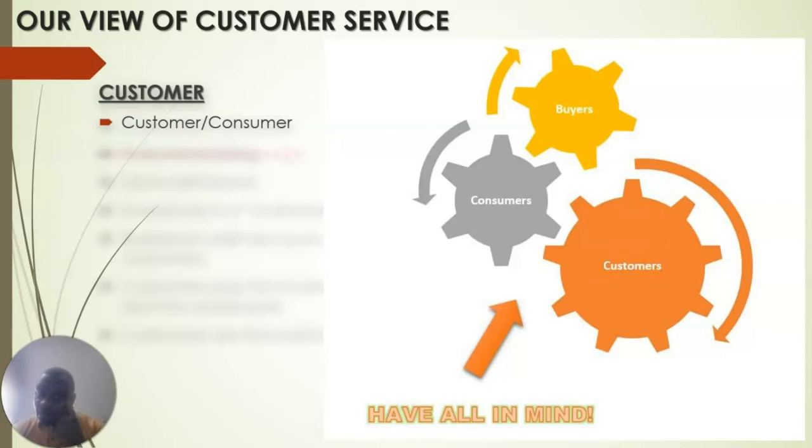So because of that, customer service wants to go beyond customers to also include consumers, so that when we are serving our customers, we also have our consumers at the back of our head, the end users, so that we can give an overall good experience to our customers and our consumers, so that we can have repeat purchases. We can increase the number of sales, and we can even do upscaling and cross-selling and upselling. All very good.